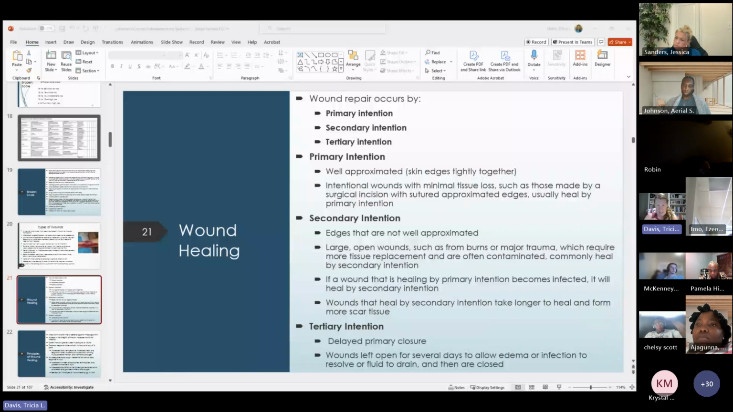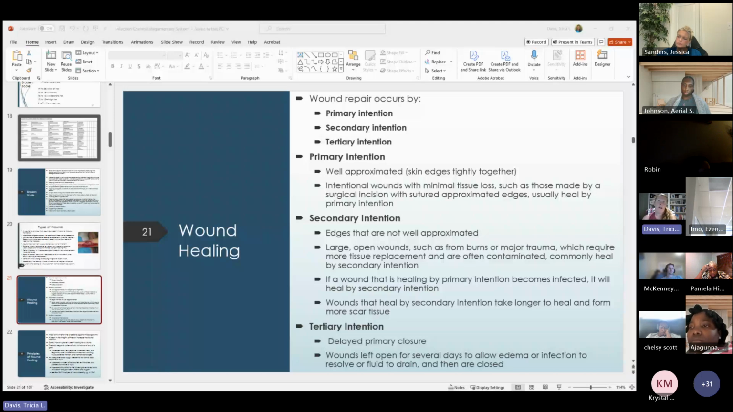Our secondary intention is going to be a wound where those edges are not well approximated. So those edges are not very tight together. So examples of these are going to be very large open wounds. So if you think of someone who had a major burn on top of the body, an area that would need to be covered with some type of tissue replacement, okay? Those wounds are definitely at a higher risk for infection. They can become contaminated very, very easily. They take a lot longer to heal, and they usually heal by what we call secondary intention.